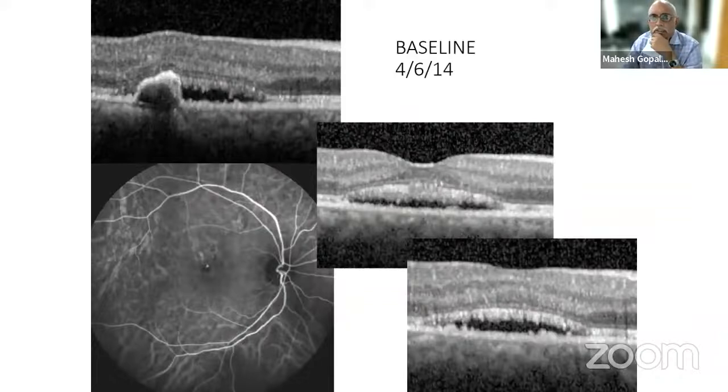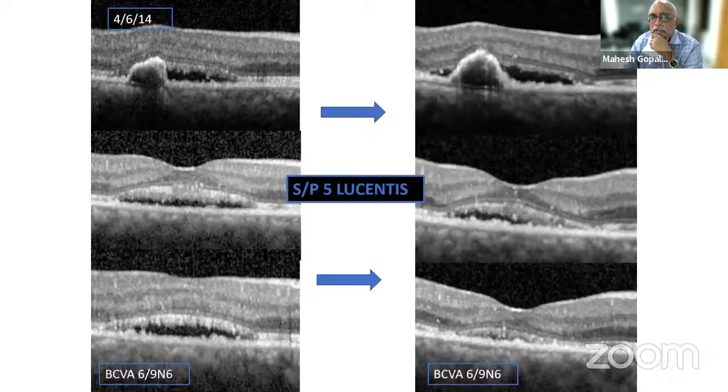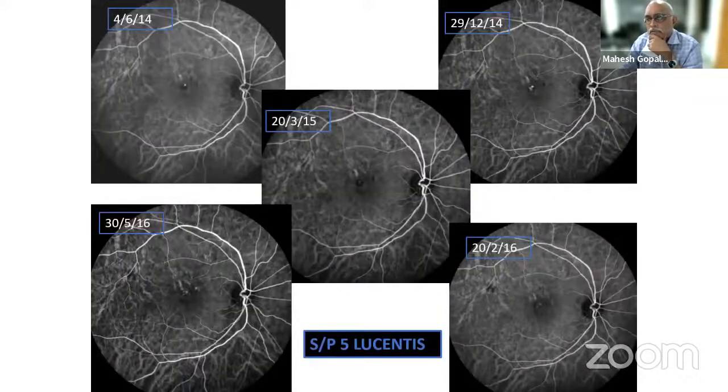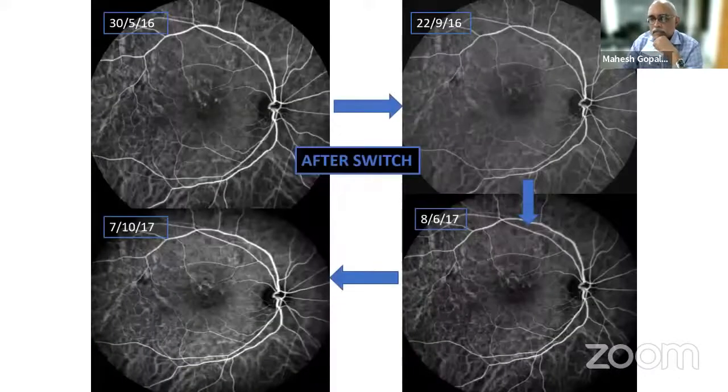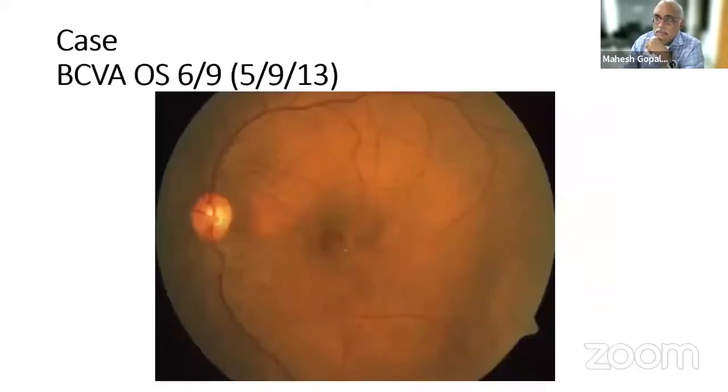Initially, this patient had a serous detachment, even though there was a polyp. Anti-VEGF was tried initially, but there was no response. In 2014, 15, 16, in spite of all these injections, the polyps were not going. After switching to photodynamic therapy, the polyp disappeared. So angiographic closure is very important in many of these cases, where it is more with photodynamic therapy.